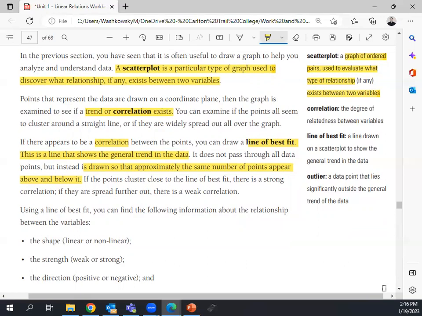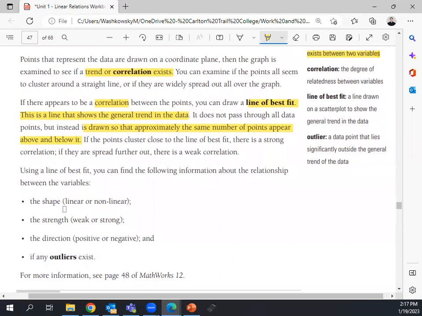Okay, so using a line of best fit, you can figure out all of these different things: whether it's a straight line or not, whether it's a good, strong correlation or a weak one, whether it's a positive slope or a negative slope. Does it go up or down as you read it? And then if there are any outliers that exist. We're going to come back to outliers, but an outlier is a data point that lies really far outside the general trend of the data.